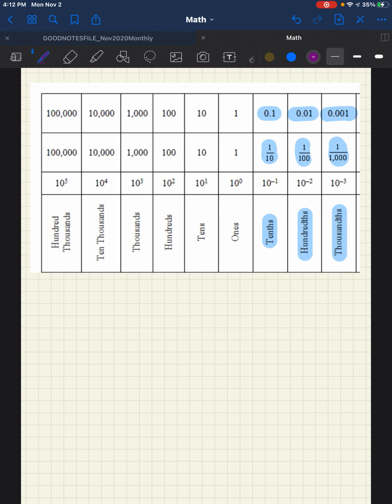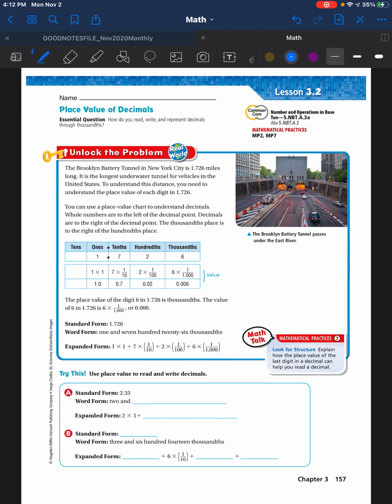So this is a place value chart, and if you notice, I have the decimals highlighted. So when we start talking about decimals in expanded form, this is how we write decimals in expanded form. Okay, so tenths is 1 over 10, hundredths is 1 over 100, and thousandths is 1 over 1,000. Pretty easy when you think about it. So we actually write them as fractions. So let's look at page 157.